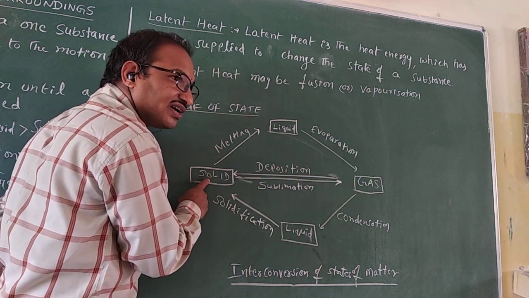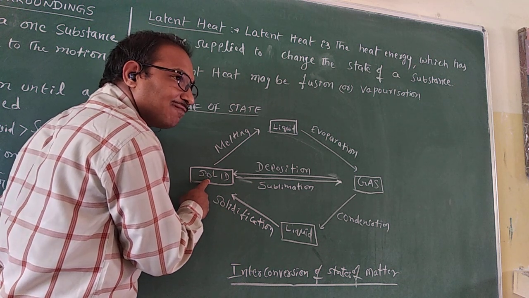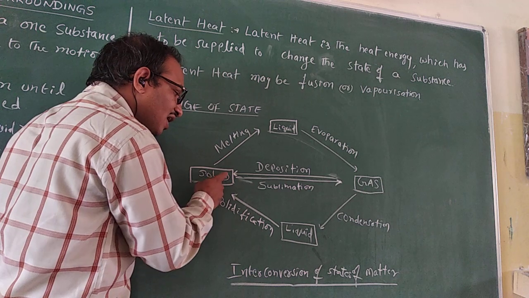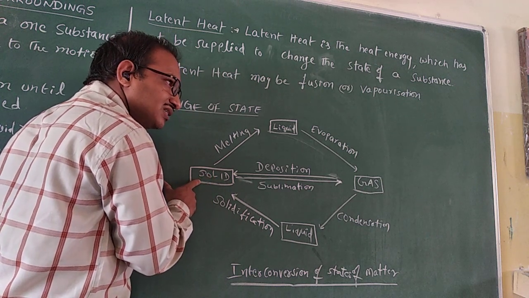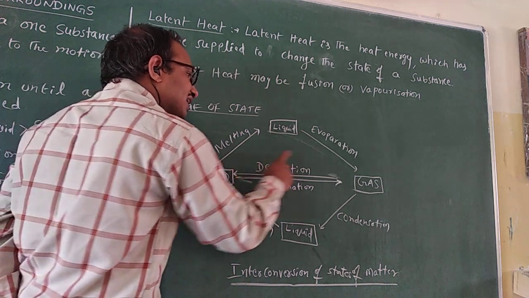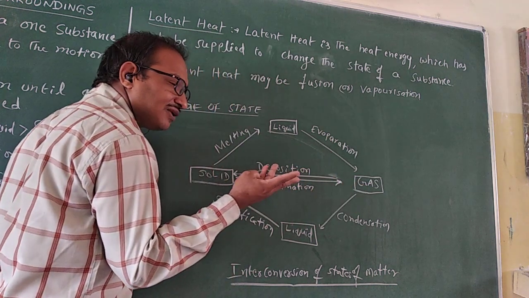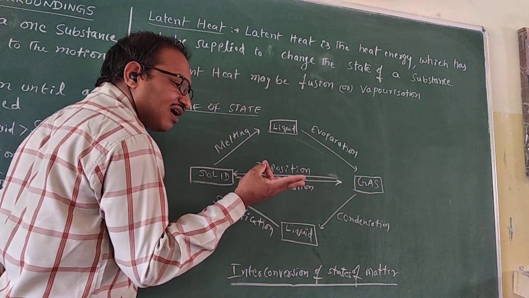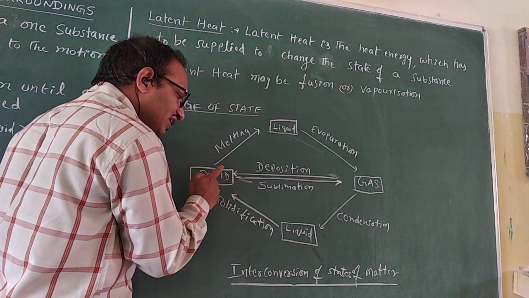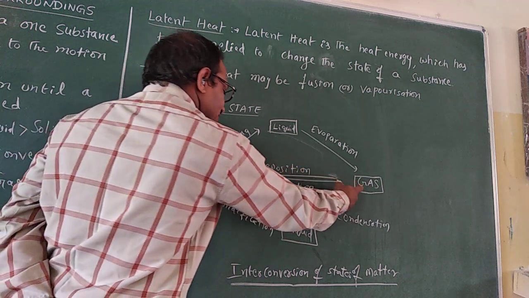Example: camphor, ammonium chloride and iodine are solids. They are sublimable substances. When we heat them, they are directly converted to gas. These are all sublimable substances.